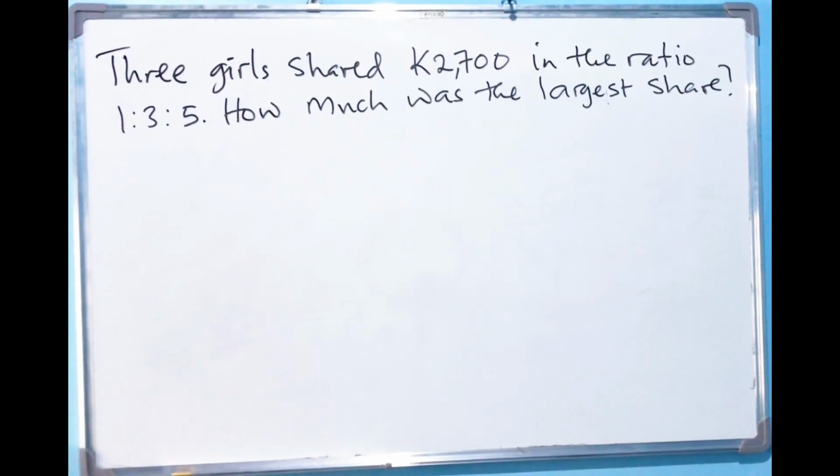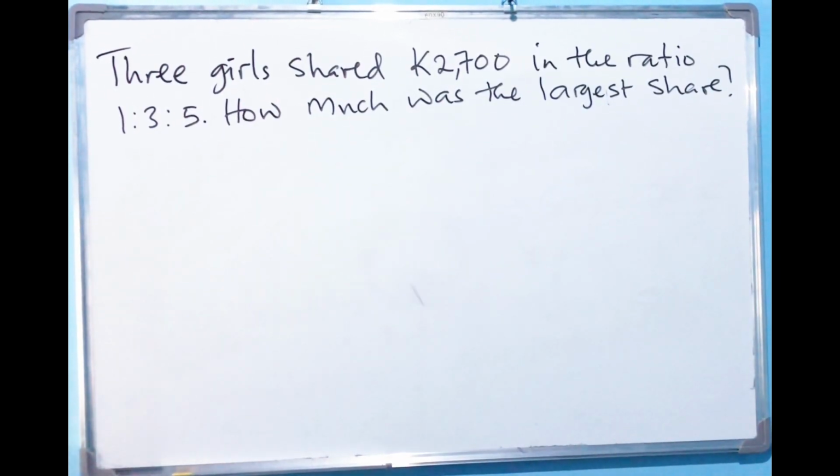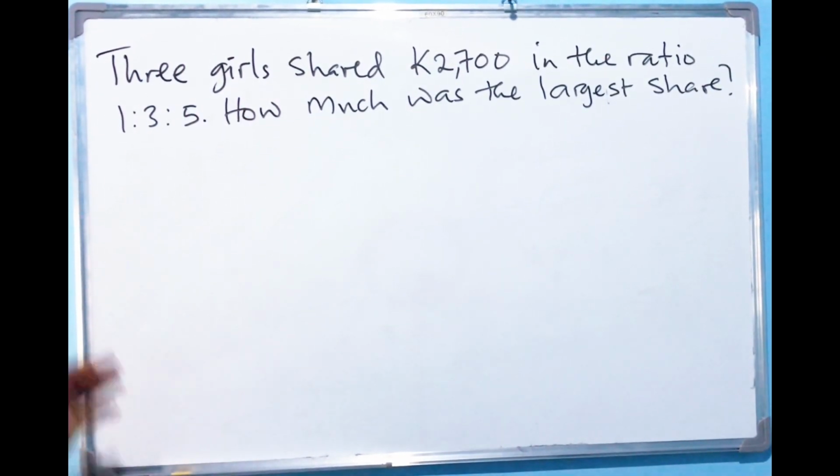Hi. Okay, so we have this question that we need to solve. The question reads, 3 girls shared 2,700 in the ratio 1 to 3 to 5. How much was the largest share? Okay, so we need to find who actually got the largest share.